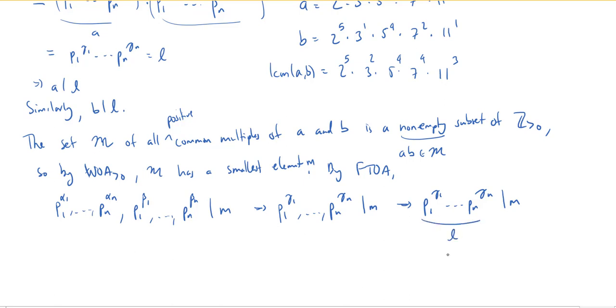So L is a multiple of both A and B, and it divides M, right? And they're all positive, so this tells you that L is less than or equal to M, but M was the smallest element in this set M of common multiples. So M was supposed to be less than or equal to L. And so we can conclude that L is equal to M. Well, what is M? It was the smallest common multiple of A and B. It's the least common multiple, right? Like we didn't say it at the time, but that's what M is. It's the least common multiple. So this tells you L is equal to the least common multiple of A and B.